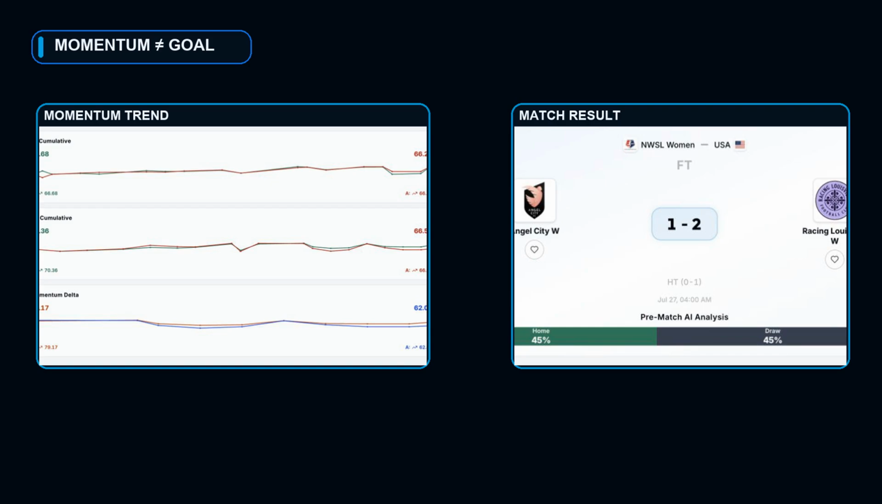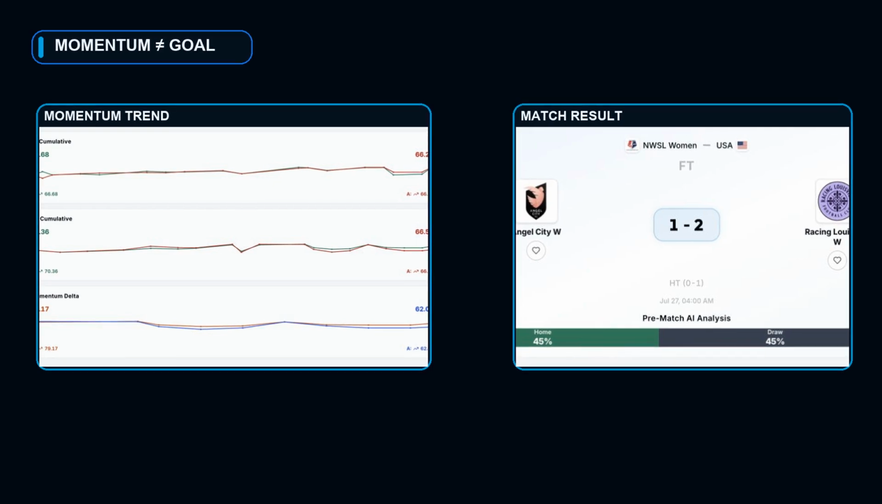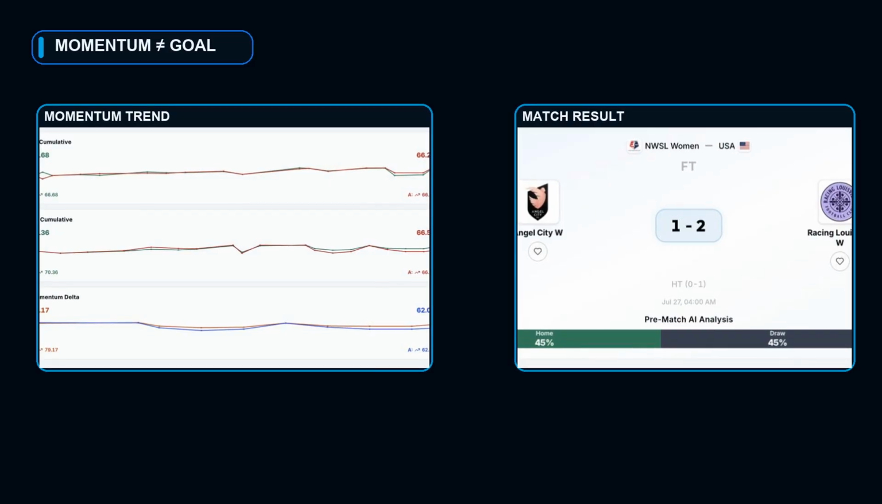Here, the home side leads in several momentum areas, yet the match ends 1-2. Momentum helps us read the direction of play. It does not guarantee a goal, a win, or the result.